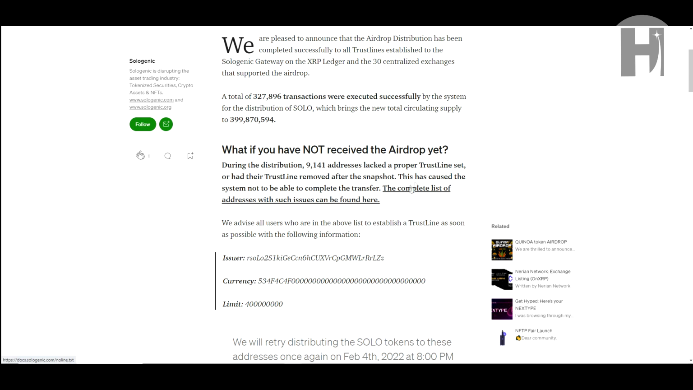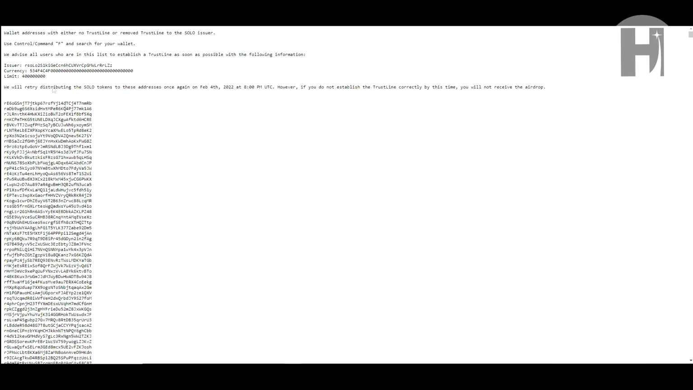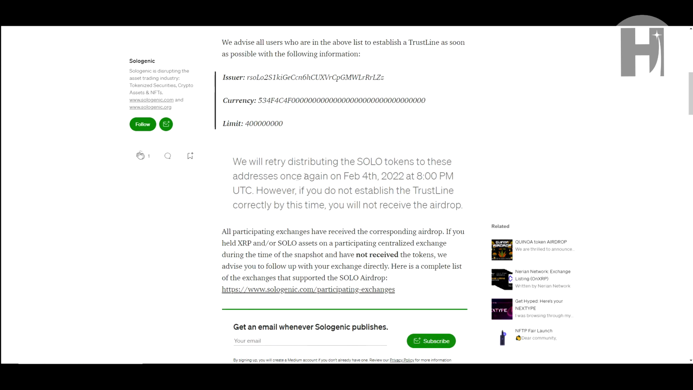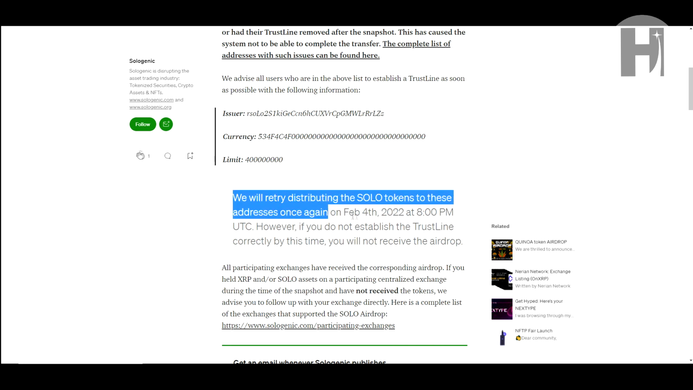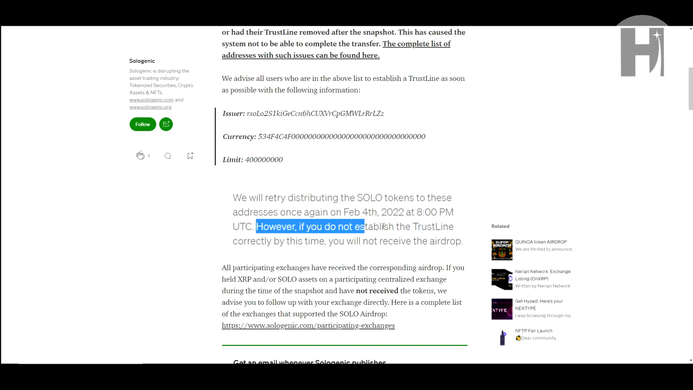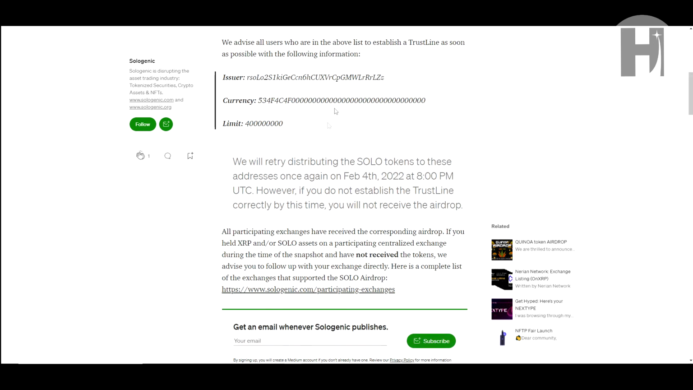Basically, there is a list of all the addresses that didn't have a proper trust line. So if you happen to find your address over here, then this means that you are one of those people and you can actually still get the airdrop. What you need to do is only establish a new trust line. They will retry the transactions on February 4th, 2022 at 8 p.m. UTC. However, if you do not establish the trust line correctly by this time, you will not receive the airdrop. So make sure that you have this set up before that time.